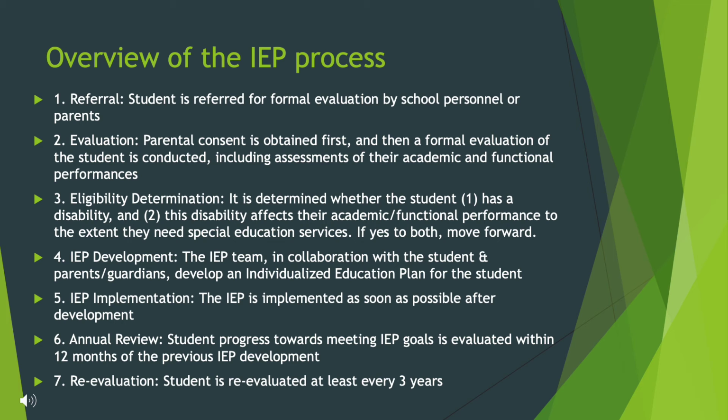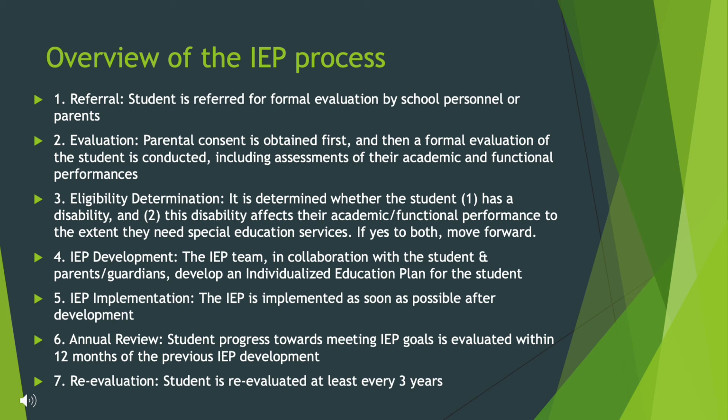The third step is eligibility determination. In this step, it is determined whether the student, first of all, has a disability, and second of all, if this disability affects their academic and functional performance to the extent that they need a special education service. If the answer is yes to both of these questions, then we move forward in the IEP process. Step 4 is the development of the IEP. In this step, the IEP team, in collaboration with the student, if possible, and the student's parents or guardians, meet to develop an individualized education plan for the student.